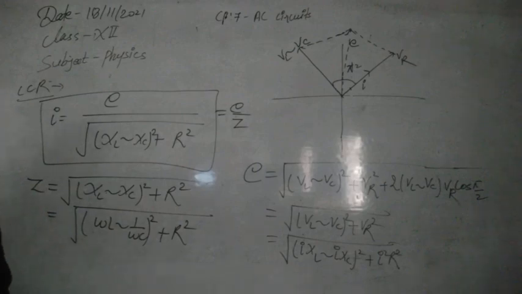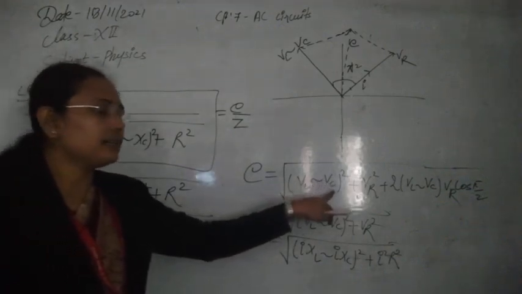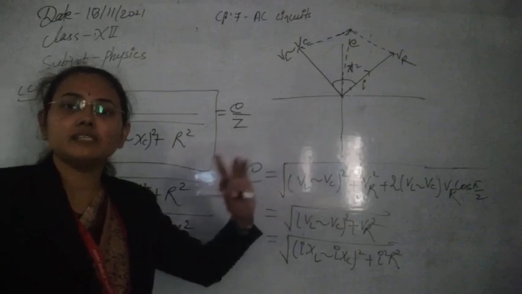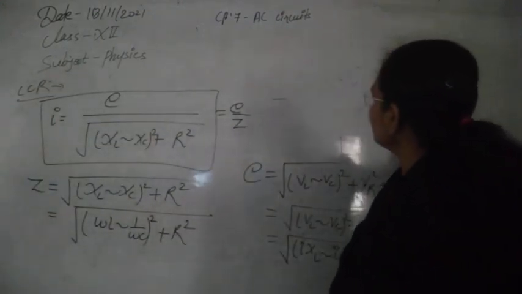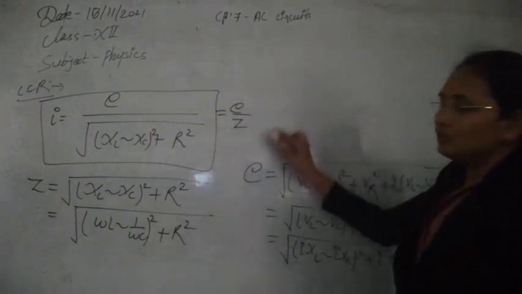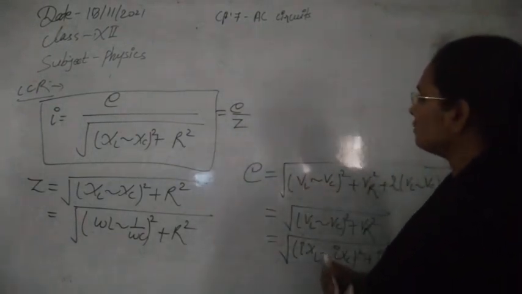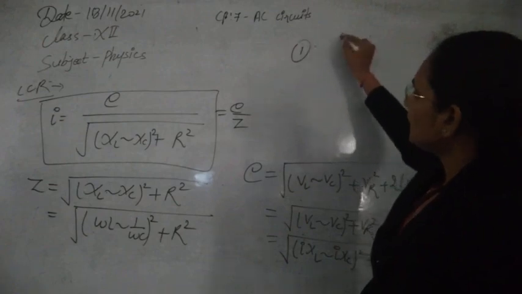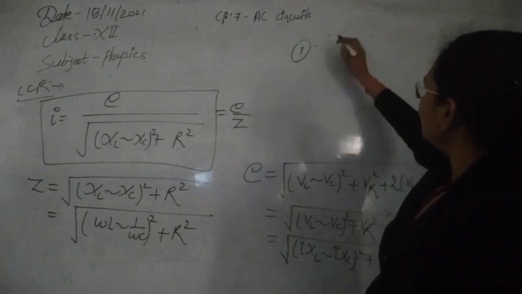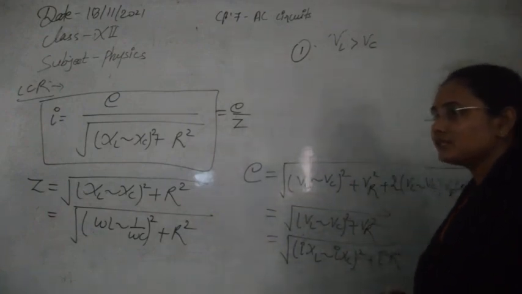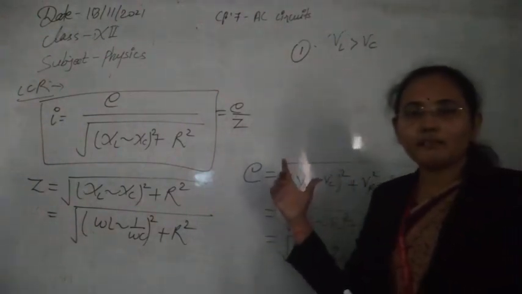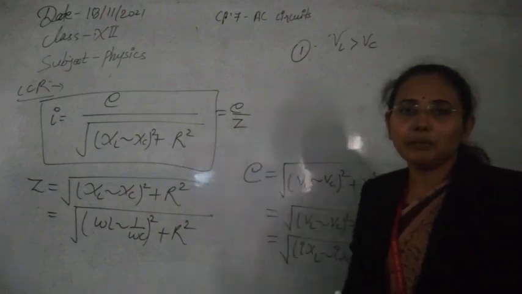Now in this condition again we can have three cases: whether VL is greater than VC, or VC is greater than VL, or all the three are equal. Just like in the LC condition, we can discuss all these conditions here. The first one is if VL is greater than VC. Then on the phasor diagram you can see the resultant will be along VL.